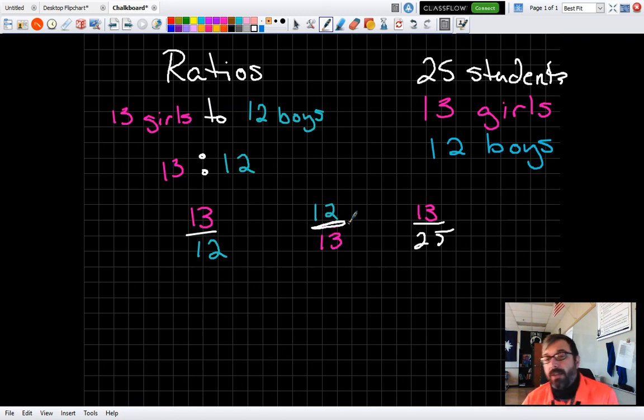But that's ratios in a nutshell. So ratios are going to be used to build on things. And it is important for us to understand that it is just essentially a relationship between two numbers.